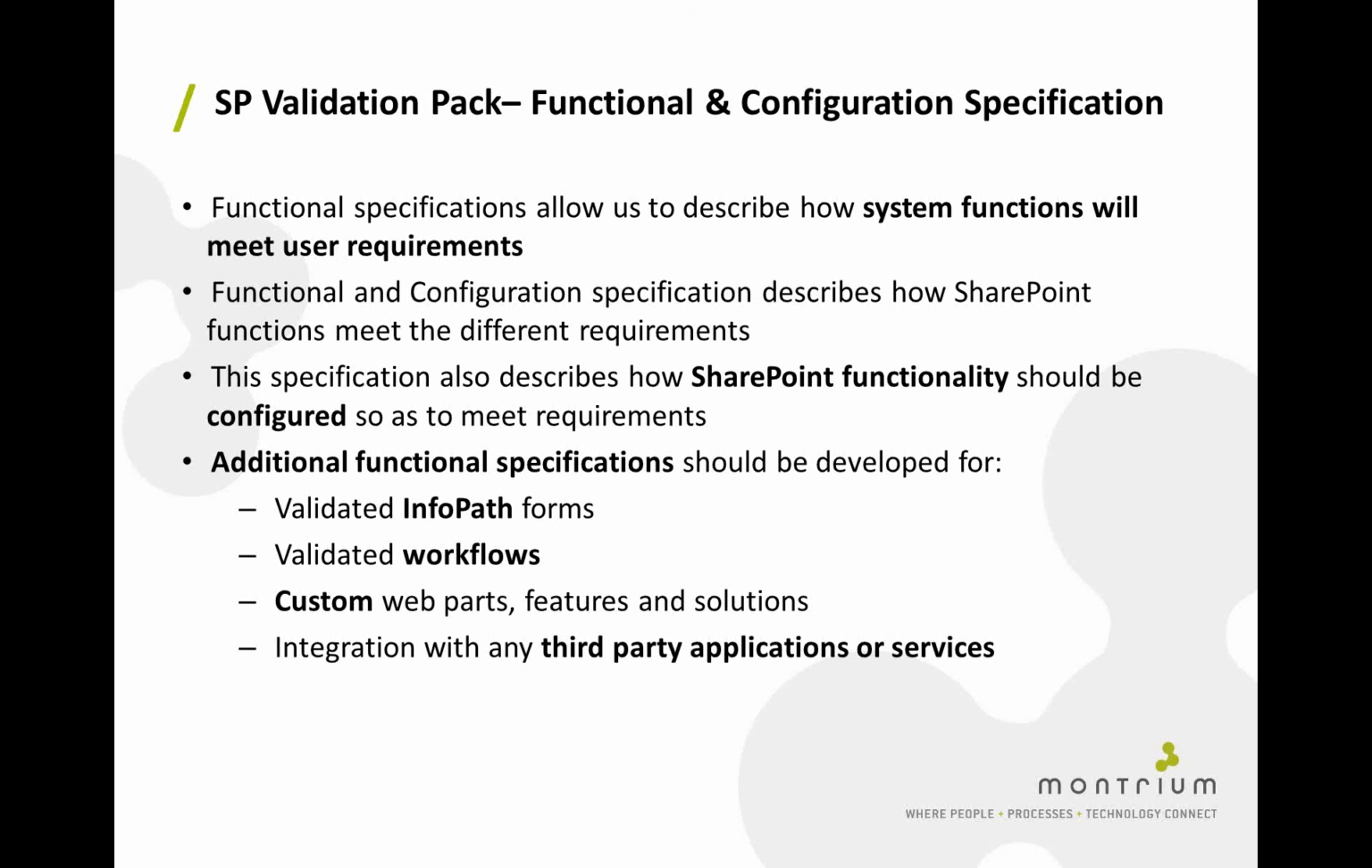So once we have our user requirements, the next document that we need is a functional and configuration specification. Now this is not a full functional specification for those of you who get involved a lot in system development. This is really just a specification which describes SharePoint functionality and how it's going to be used to meet those requirements. We also describe in this document how we actually need to go and configure SharePoint. So what are the various different steps for configuring things such as the record center for us to be able to store final records and apply retention policies.